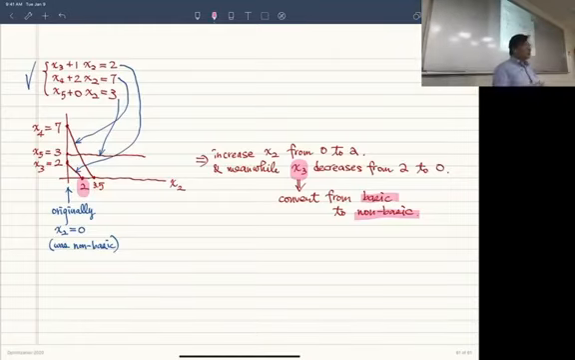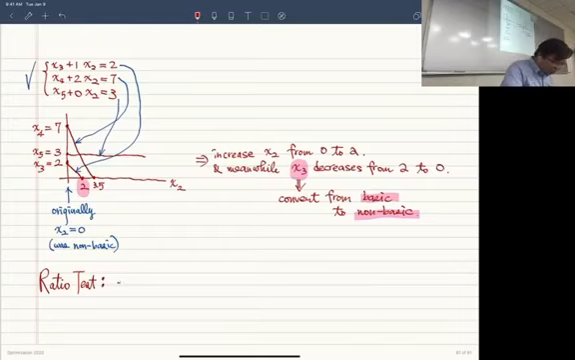But do we need to make a drawing like this all the time? It's too time consuming, right? So there is an easier way. We call it the ratio test. So how do we do the ratio test? We do it like this.